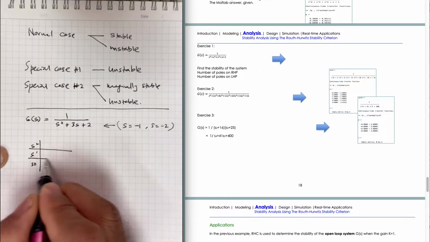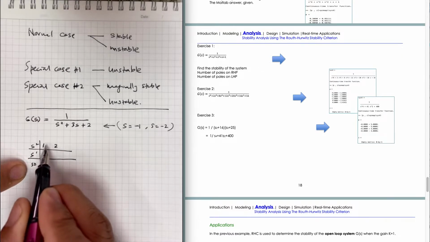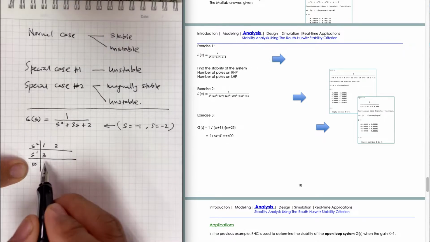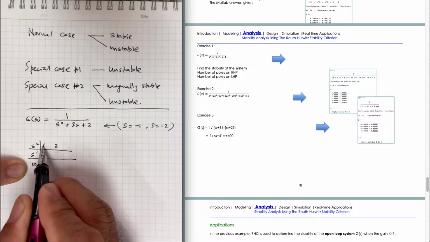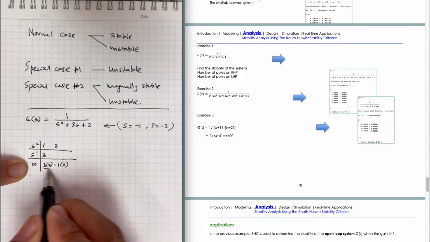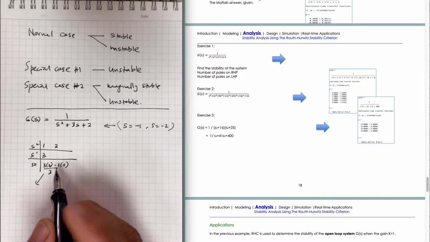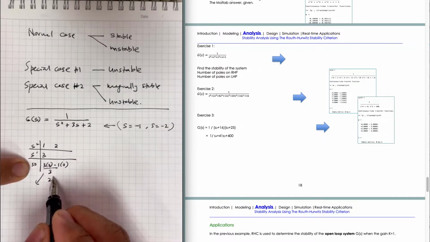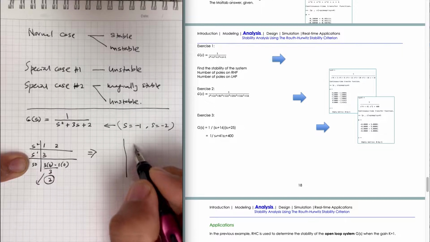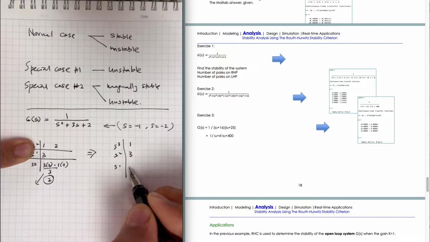Now fill up this row: 1, 3, 2. We know there's nothing wrong with this, we have real numbers here. So we need to find the next one here, which is 3 times 2 minus 1 times 0, divided by 3. So we're getting 6 divided by 3, so it's actually 2. That's the value, 2. Okay, let me draw again: 1, 3, 2, and 2.